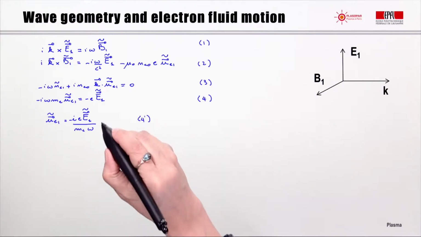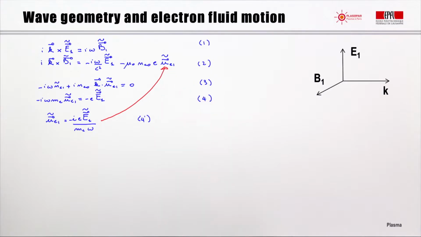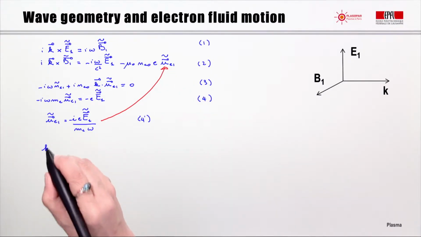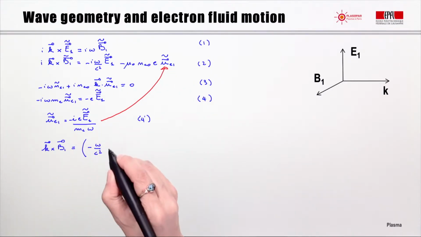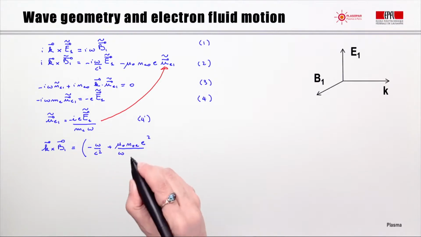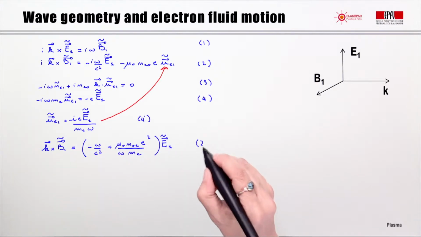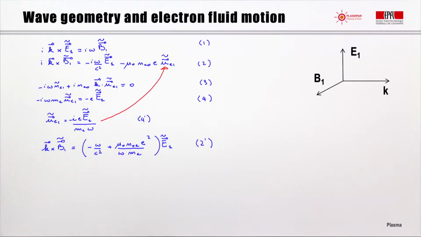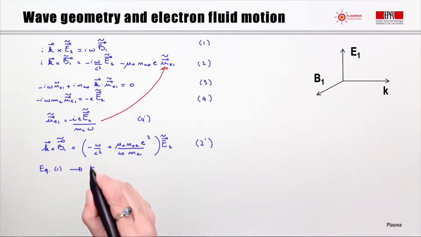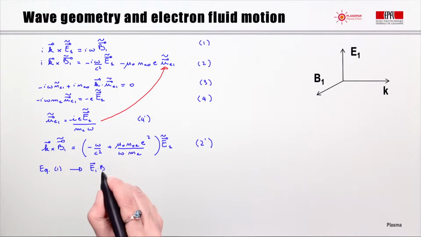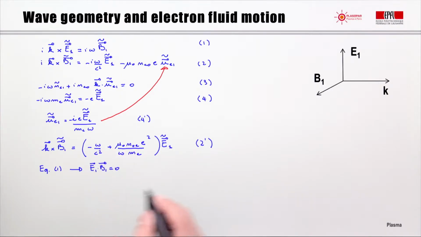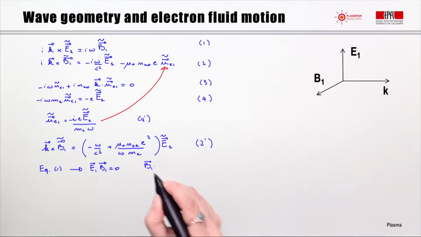Then we can replace this in equation 2. Equation 2 now becomes... Now we can deduce a number of properties. First of all, from equation 1, we can deduce that the electric field and the magnetic field are perpendicular, and also the magnetic field and the k vector are perpendicular.